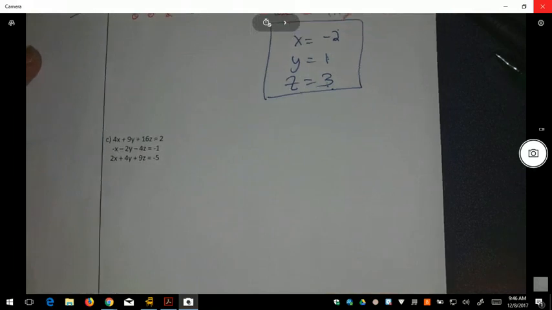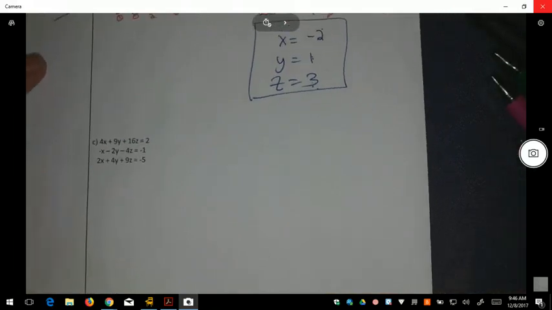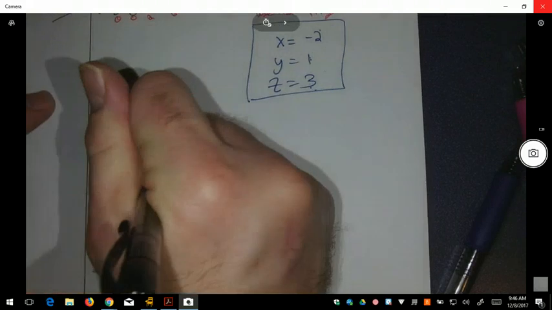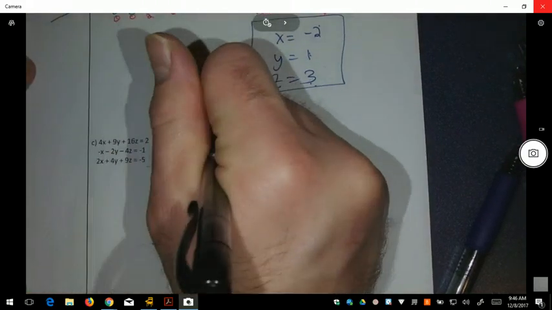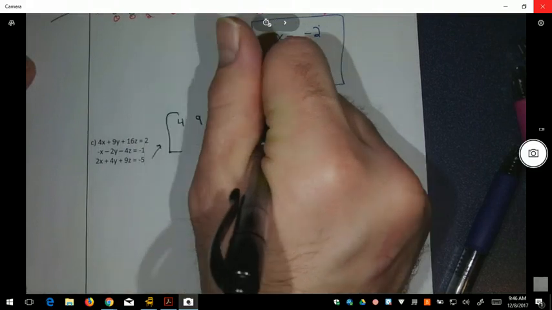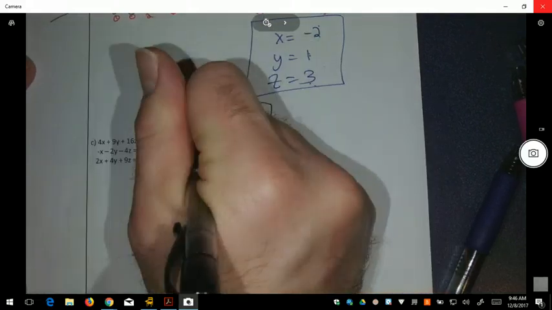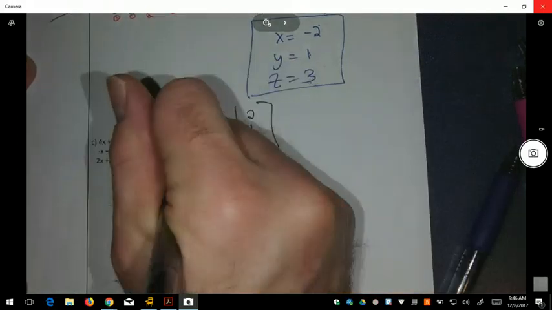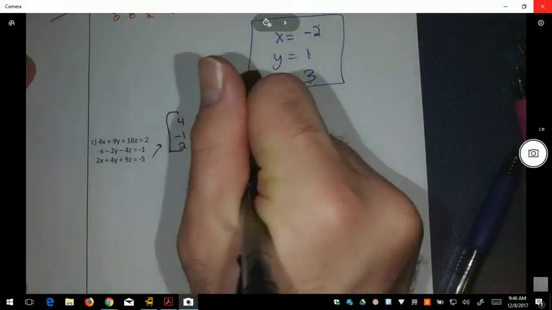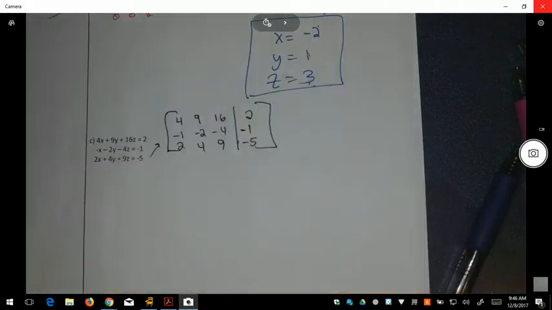Letter C, we're going to see something unique in this problem. So let's start by copying our matrix, the 4, the 9, the 16, and the 2. The negative 1, negative 2, negative 4, 1. Oh, negative 1, careful. 2, 4, 9, and negative 5.